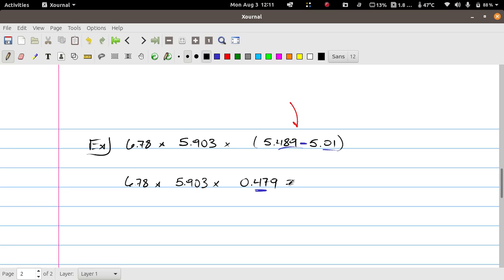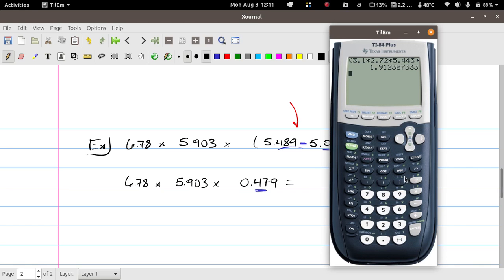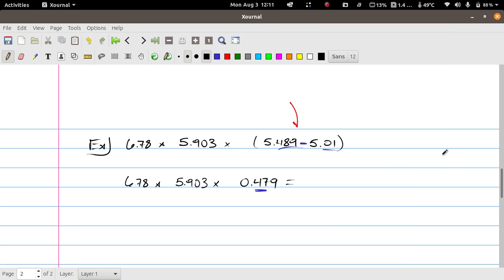I know this is a little confusing, but once you're familiar with the rules, these are super easy to do. Alright, so you have 6.78 times 5.903 times 0.479. So it comes out to 19.17. But we only need 2 significant figures. So let's just put 1.91. This is the number we're dropping. It's less than 5. So our answer is going to be 19. I know that's a little confusing the first time you do it, so I'm going to give you another one to do.